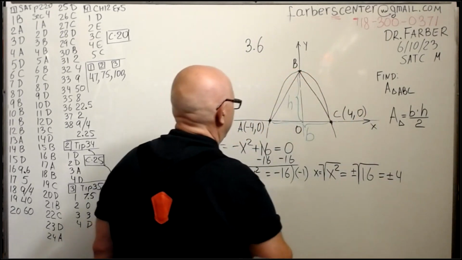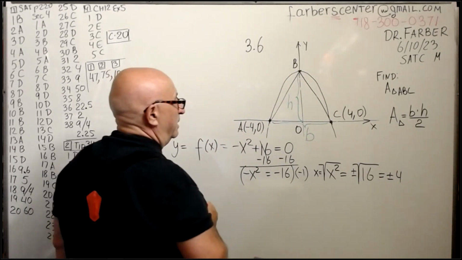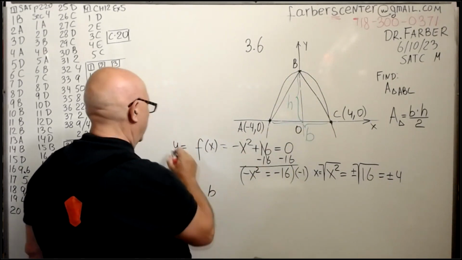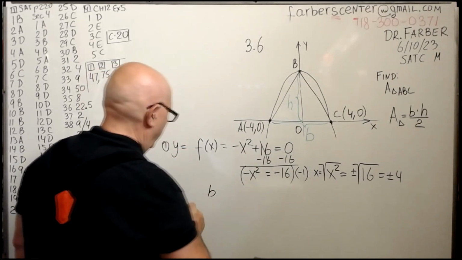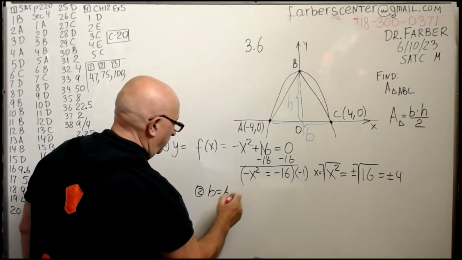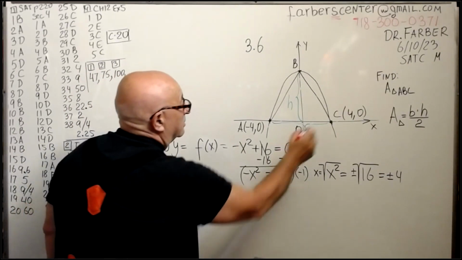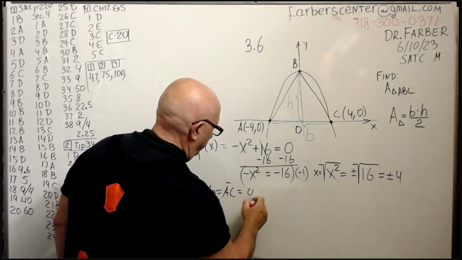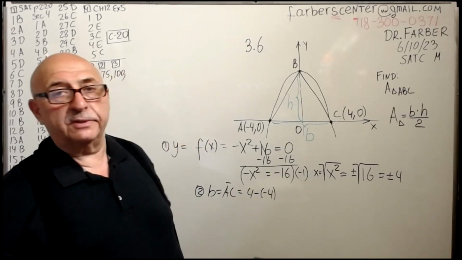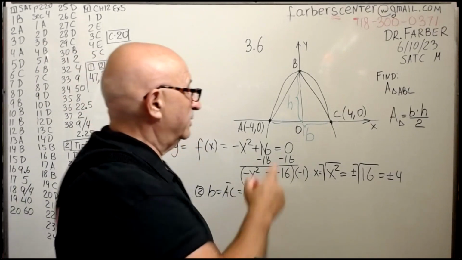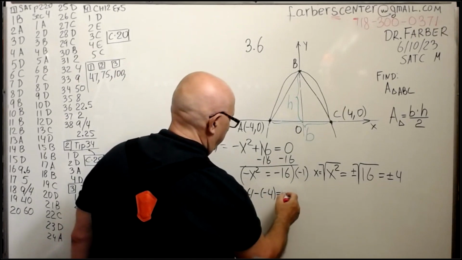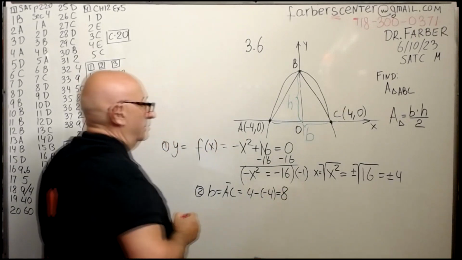So based on this, you can easily find AC, which is our base. This is step number 1. This is step number 2. Base, which is AC, equals 4 minus negative 4. We studied how to find the length of a base segment: from one coordinate subtract another one. Minus gives you plus, it is 8.